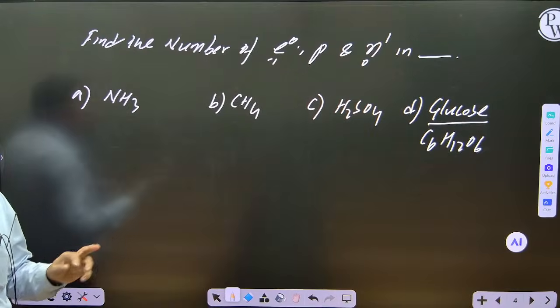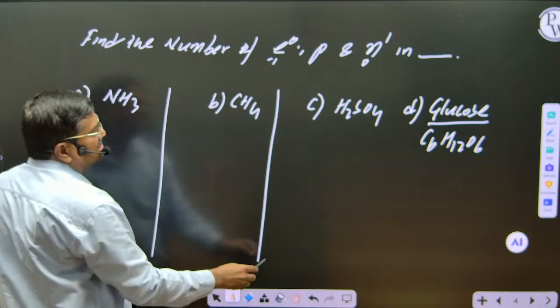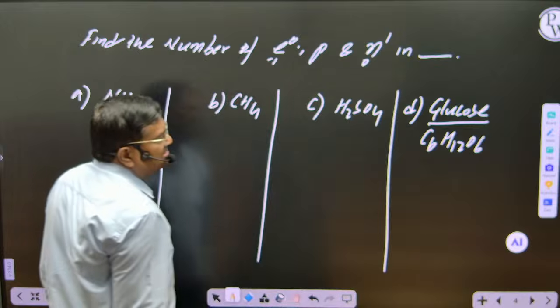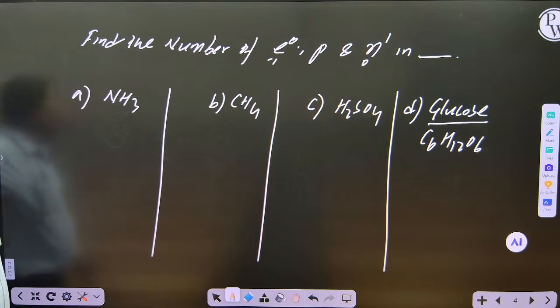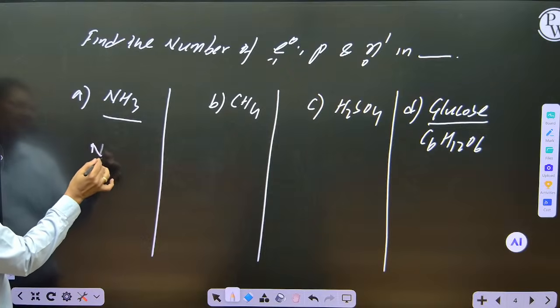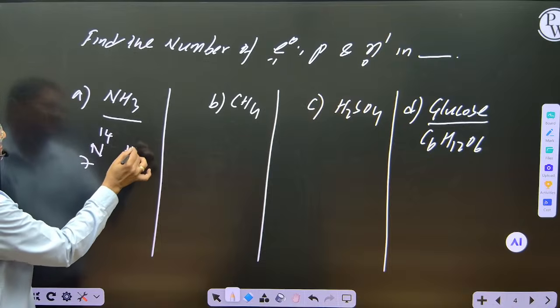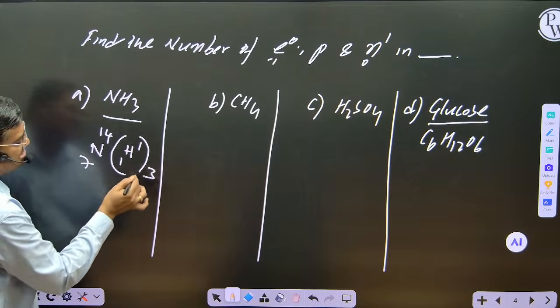Copy this. So in mole concept we come across this type of question. Find how many electron, proton, neutrons will be present in ammonia, methane, sulfuric acid, glucose. Now see students how to find electron, proton, neutron in this. What you do, you have to elaborate. Nitrogen atomic number 7, mass number 14, hydrogen 1 1, you have to take thrice.